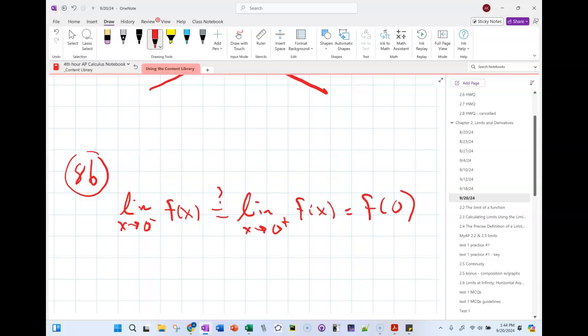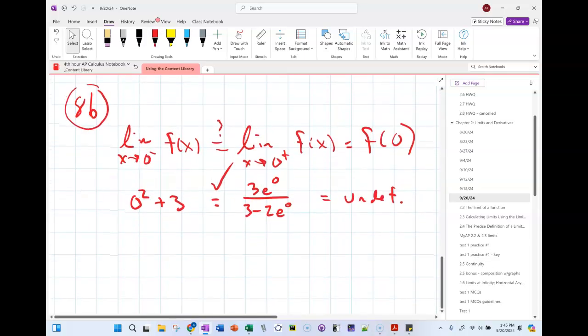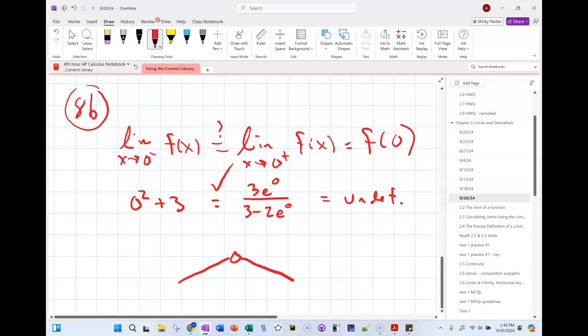So if I look at x approaching 0 from the left, that means I'm using the middle piece of my piecewise, right? If I'm looking at x approaches 0 from the right, I'm using the third piece of my piecewise. So I get 3 equals 3. That looks good. And then f of 0 is undefined, right? Because if I look at my piecewise function, 0 is not included in any of the pieces. So what do we have then? Something that looks like this. Removable discontinuity.